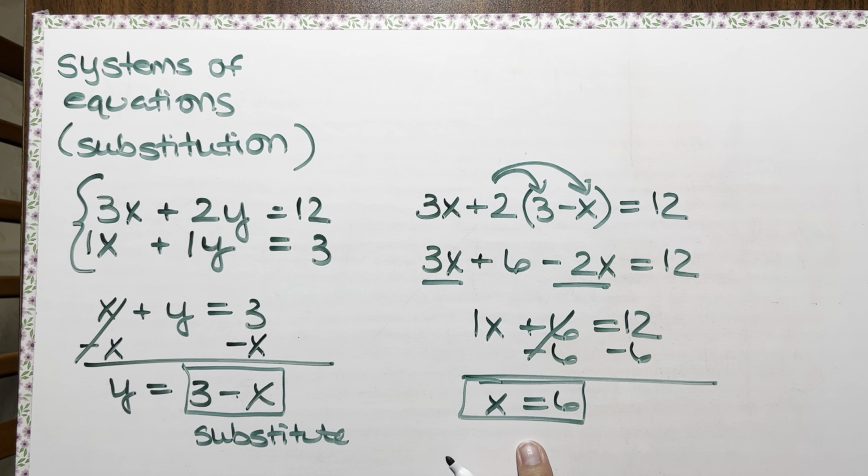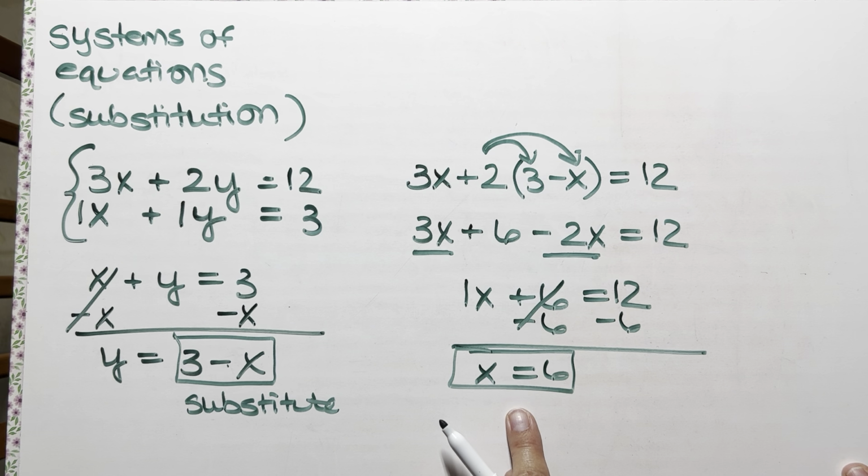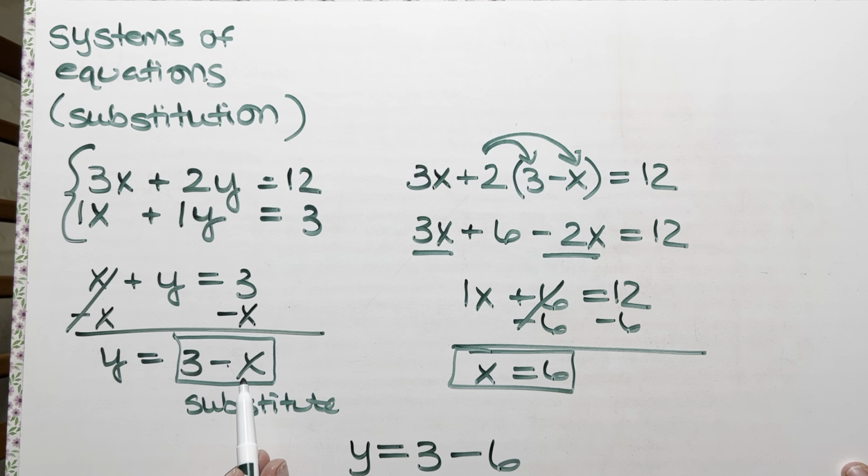We have found the first part of our solution for our system. You've done all the hard work. Here comes the next part. I'm going to take this 6, and remember over here where we already had solved it for y? I'm going to plug in my 6 in place of the x, and that's how I get my y value. 3 minus 6 is negative 3.